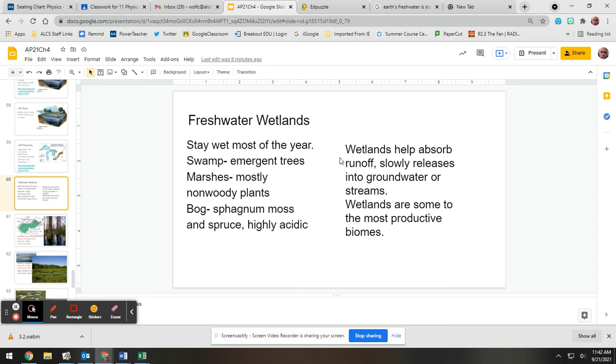Okay, the rain hits the land, it runs off and hits the wetlands, and it slows down, and it stores water for the whole system.